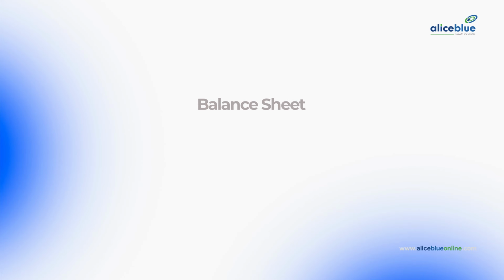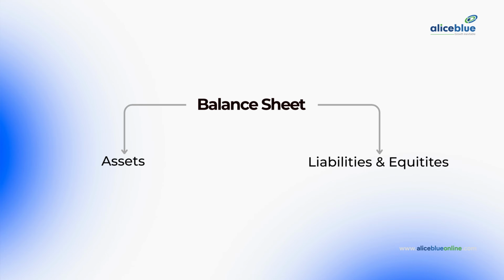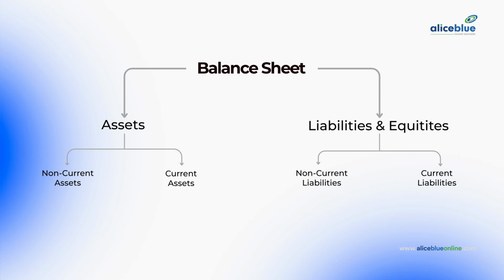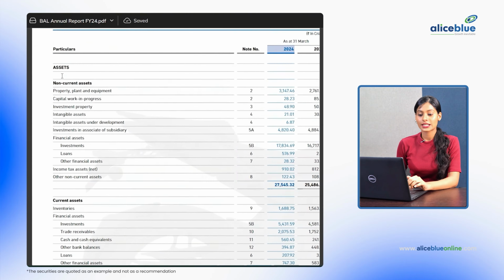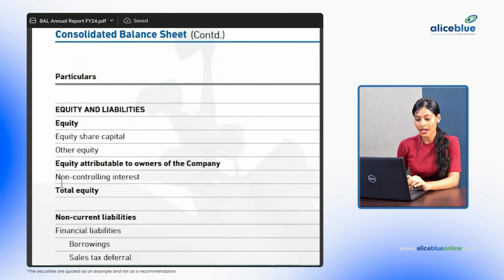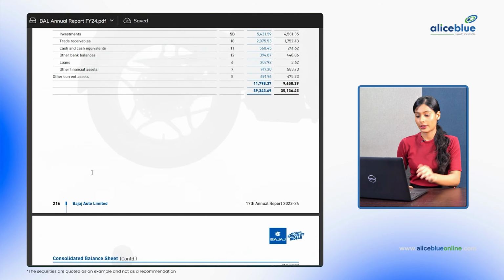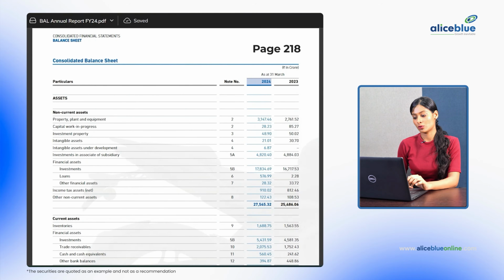Talking about the layout of a balance sheet, we primarily have two sections: assets, and liabilities and equities. Liabilities and equities are usually kept together in the balance sheet. We'll discuss why this happens later in the video. Anyways, it is further broken down into non-current and current. Now, instead of boring you with the definitions, let's just directly see it from Bajaj Auto's balance sheet. Now, under the consolidated balance sheet, you can find assets and equity and liability. Oh, by the way, you can find the balance sheet on page number 218.